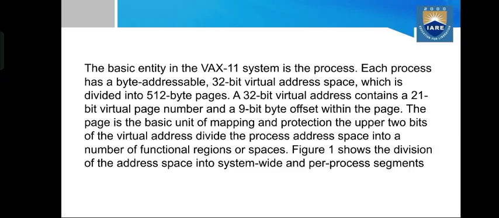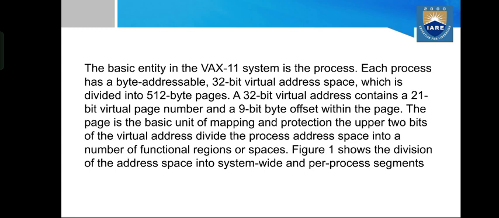VAX hardware. The basic entity in VAX systems is the process. Each process has a byte-addressable 32-bit virtual address space, which is divided into 512-byte pages. A 32-bit virtual address contains a 21-bit virtual page number and a 9-bit offset within the page. The page is the basic unit of mapping and protection. The upper 2 bits of the virtual address divide the process address space into a number of functional regions or spaces.